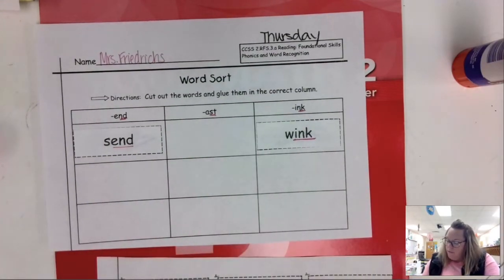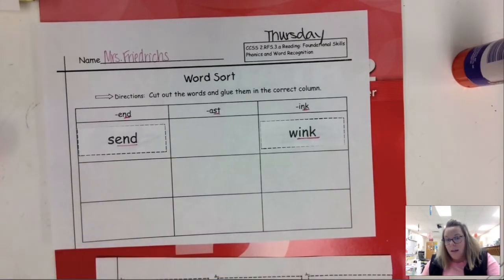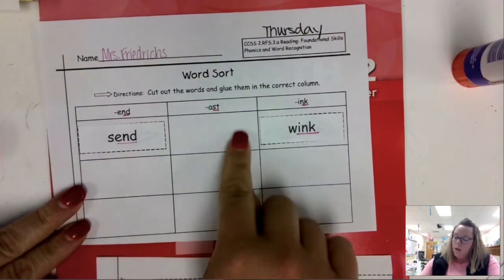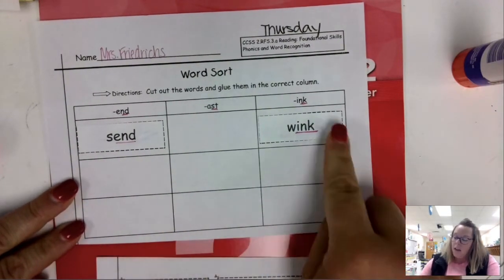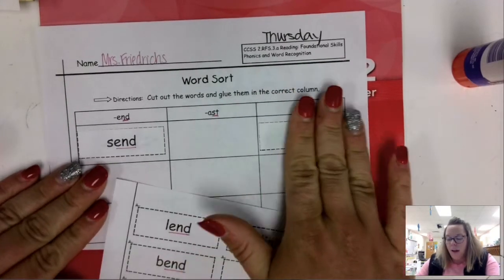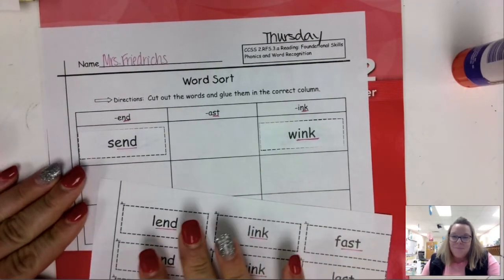You should find that each one of these spots is going to be covered. So all 9 spots will be covered. There's 3 that have the end ending, 3 that have the ast ending, and 3 that have ink. When you're done, please make sure that this has a chance to dry for a few minutes, especially if you got a little extra glue around there, and then make sure that this gets back into your Thursday folder.